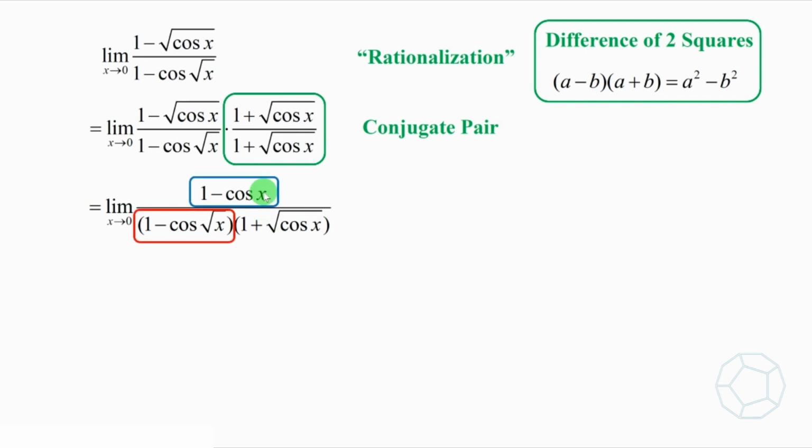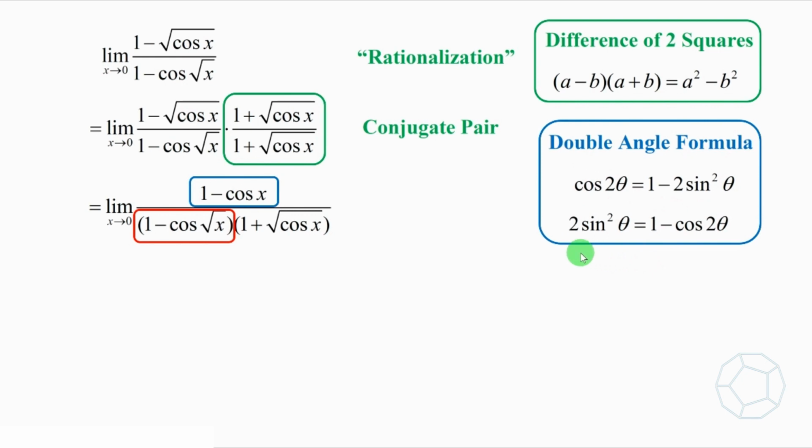Can you see that these two terms are in the same format? Actually, both of them are 1 minus cosine some angle. Let's recall the double angle formula. Cosine 2 theta is equal to 1 minus 2 sine squared theta. Rearrange the terms, we'll have 2 sine squared theta is equal to 1 minus cosine 2 theta.